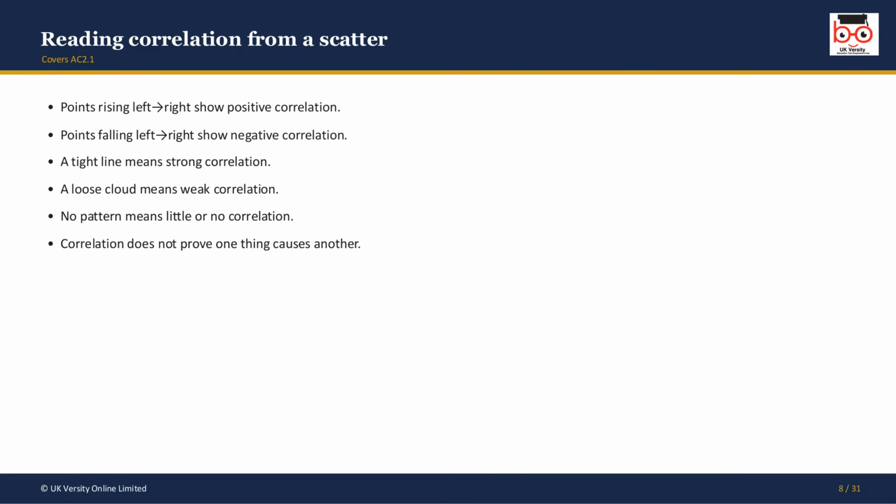Reading correlation off a scatter is mostly about the trend. Points rising from left to right show positive correlation. Points falling show negative. A tight, narrow line means the correlation is strong, whereas a loose, scattered cloud means it's weak, and no pattern at all means little or no correlation. One warning, though. Correlation on its own never proves that one thing causes the other.